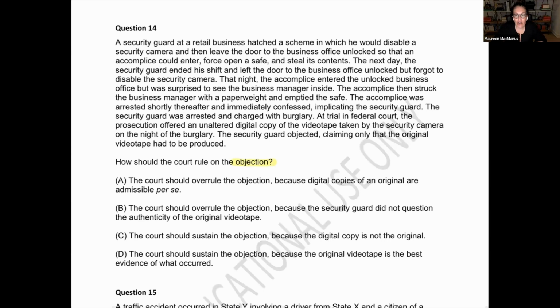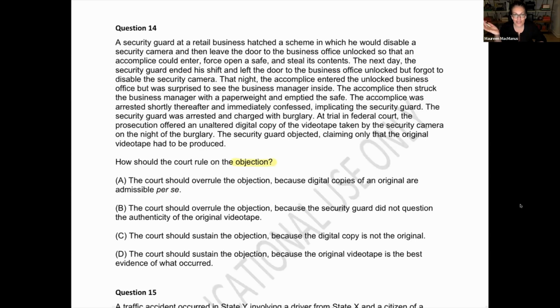That night, the accomplice entered the unlocked business office, but was surprised to see the business manager inside. The accomplice then struck the business manager with a paperweight and emptied the safe. The accomplice was arrested shortly thereafter and immediately confessed, implicating the security guard. The security guard was arrested and charged with burglary. At trial in federal court, the prosecution offered an unaltered digital copy of the videotape taken by the security camera on the night of the burglary.